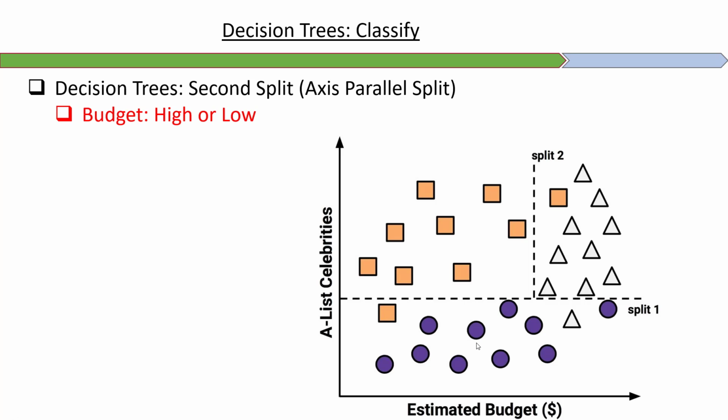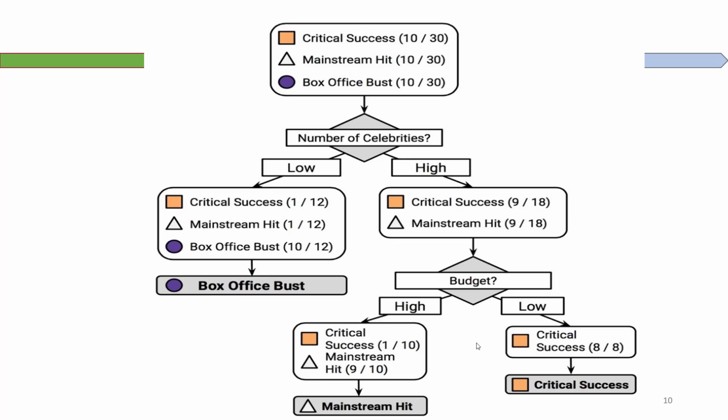So we are about to make our decision tree, and our decision tree looks like this. At the root node, we have 10 of each, and then we make the first level of split based on the number of celebrities. If the number of A-list celebrities in starring roles is low, we can safely classify that as a box office bust. You know why? Because the box office bust in that category based on our data is 10 out of 12. We have 10 out of 12 observations that are falling under box office bust.